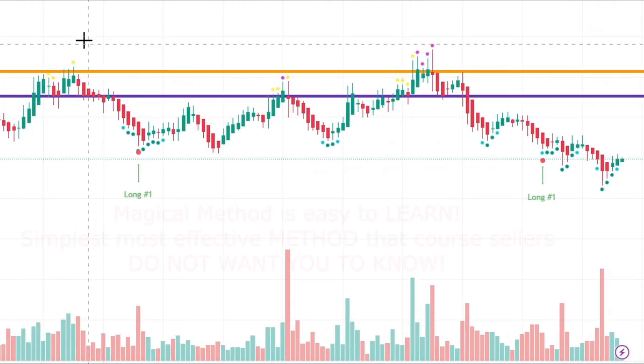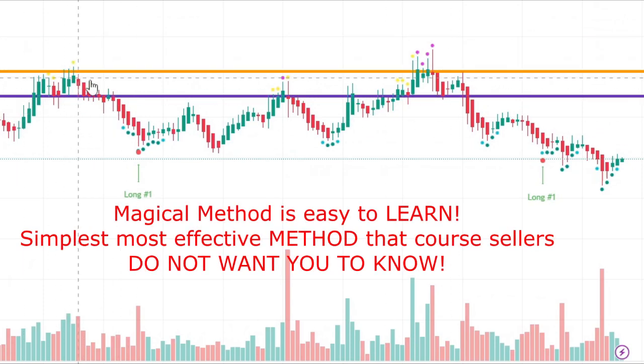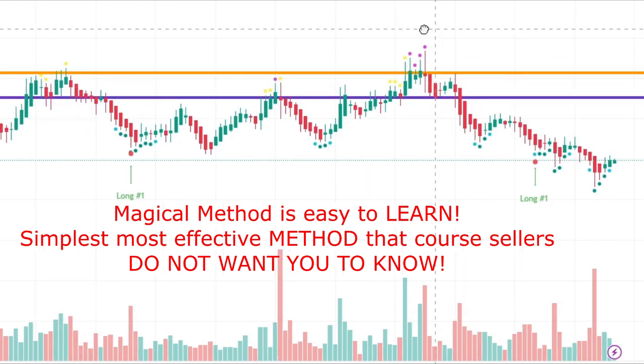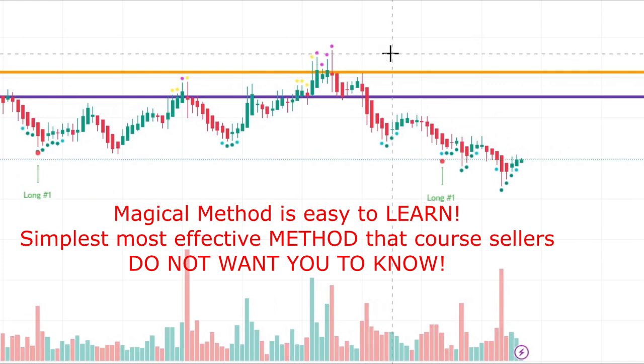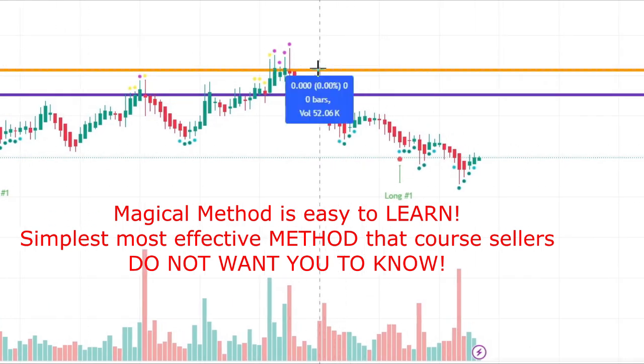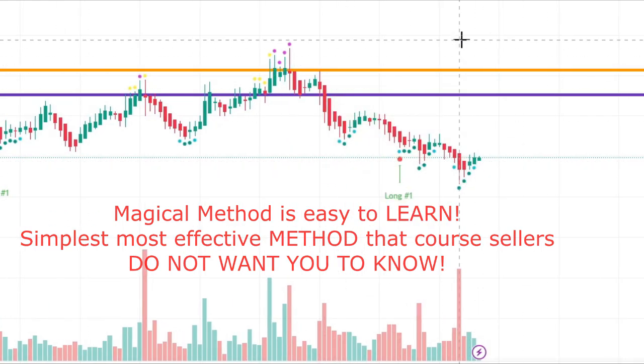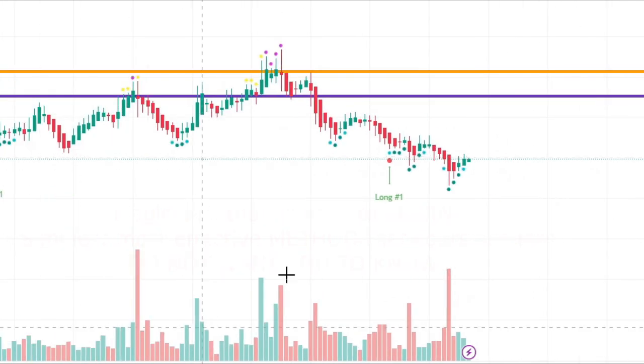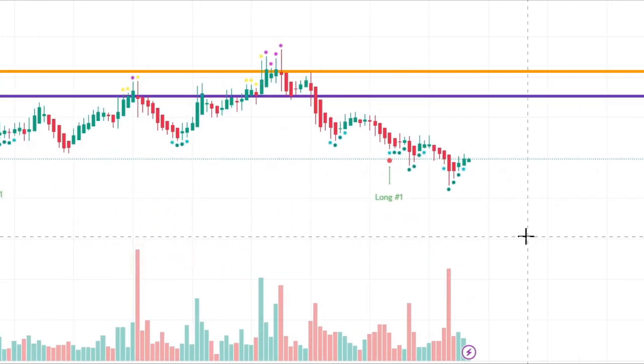these weren't drawn after this hits. This was drawn before this even hit, before it was even tested. That's how effective it is. Amazing. And you can do it on any other coin. Some people do it on certain stocks.